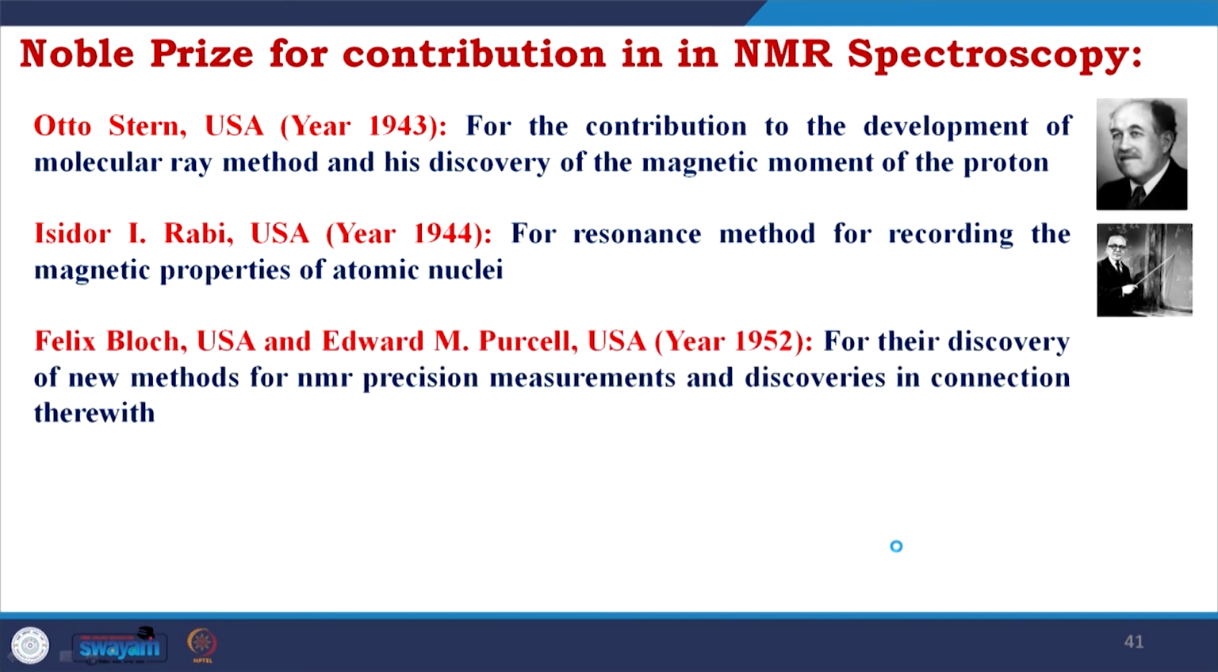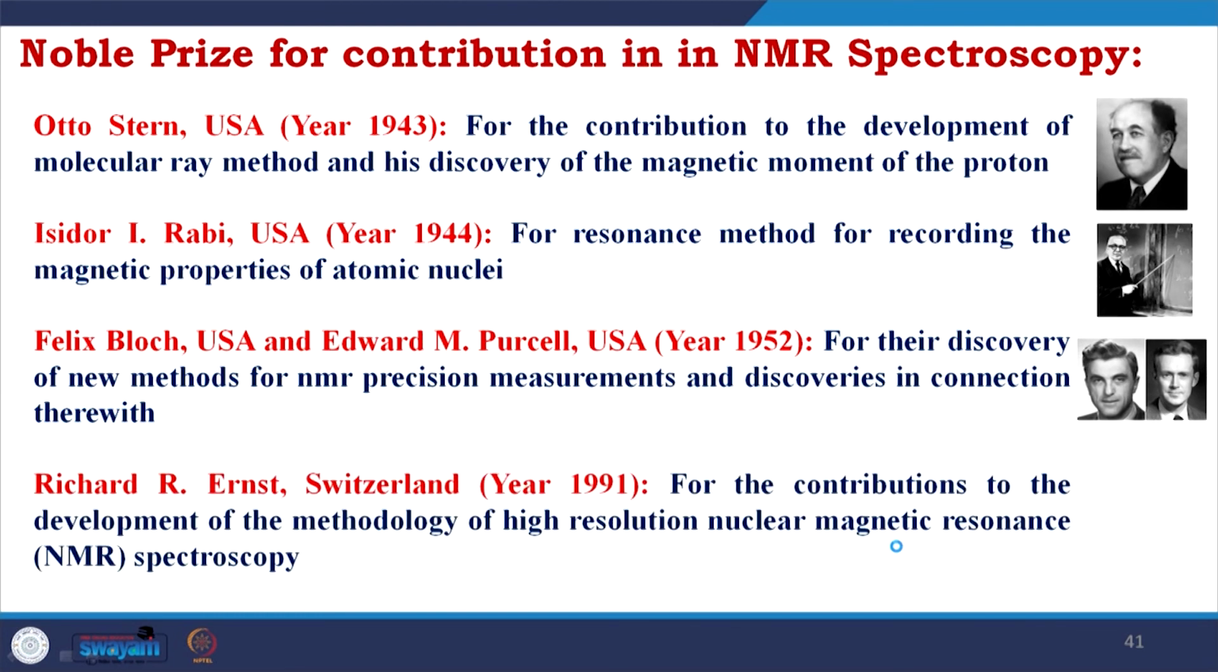Felix Bloch, we again talked about Felix Bloch in the history part, and Edward Purcell, they got the Nobel Prize in the year 1952 for their discovery of new methods for NMR precision measurements and discoveries in connection therewith. So, these are Bloch and Purcell. Richard R. Ernst from Switzerland in the year 1991 for the contributions to the development of the methodology of high resolution nuclear magnetic resonance spectroscopy.